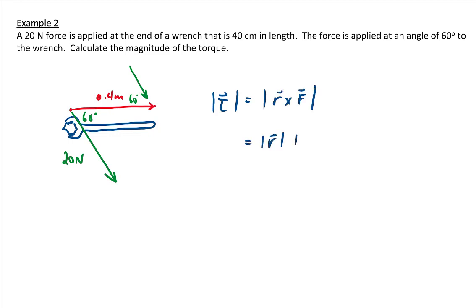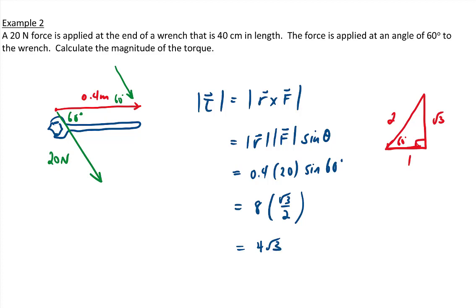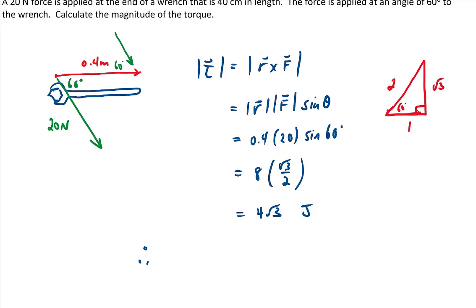That's equal to the magnitude of R, the magnitude of F, and this time we use sine theta. Remember, the dot product used cos theta, the cross product uses sine theta. In our example, we have 0.4 times 20 times the sine of 60 degrees. This happens to be a special angle, so let's draw out the triangle that relates to 60 degrees. This is 1, 2, square root of 3. So we end up with 8 times sine of 60, which is root 3 over 2. So the magnitude of torque for this example is 4 root 3 joules. And you can conclude from there.